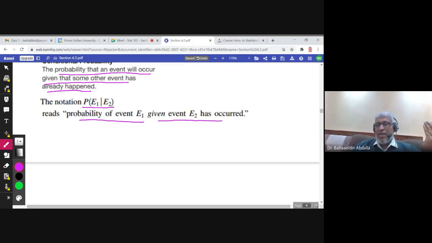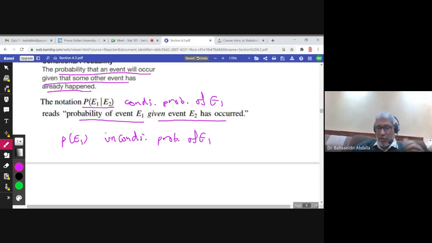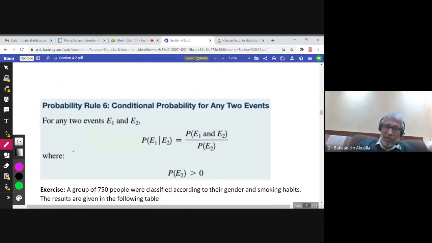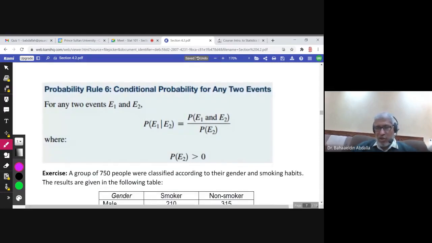So given that E2 has occurred, this is called the conditional probability of E1. While if you write the probability of E1 like this, it is the unconditional probability of E1. So this is the conditional probability of E1, where E1 is written first, and this is the unconditional probability of E1. How do we find the conditional probability of E1?